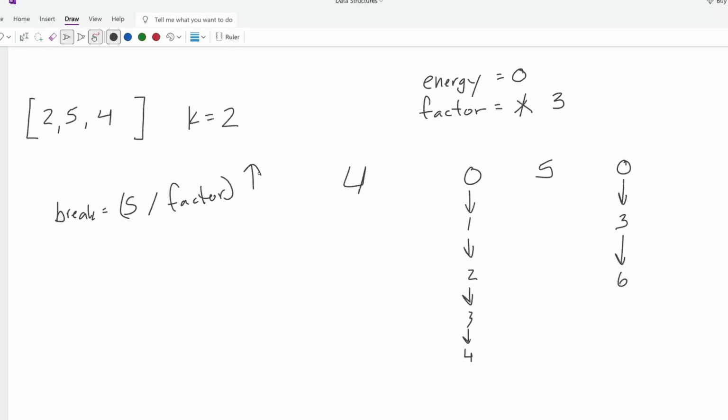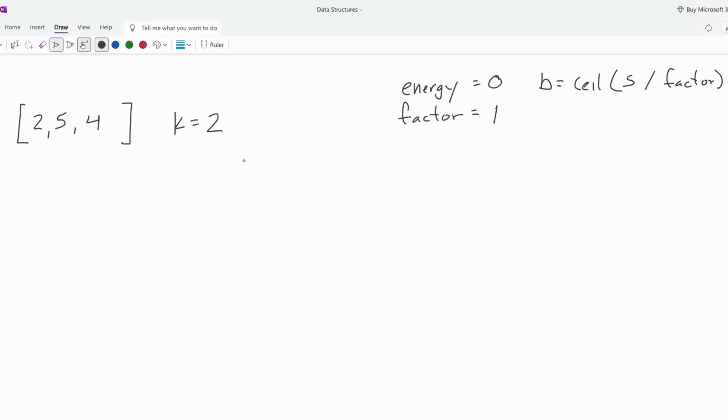So we could pretty easily find how long it would take us to break a lock by this simple equation here. We could take the strength divided by the factor and just round up to get rid of any decimal point. So now we know how we can determine how long it takes to break a lock, but how do we determine the proper order? Well, this is where it's a bit tricky.